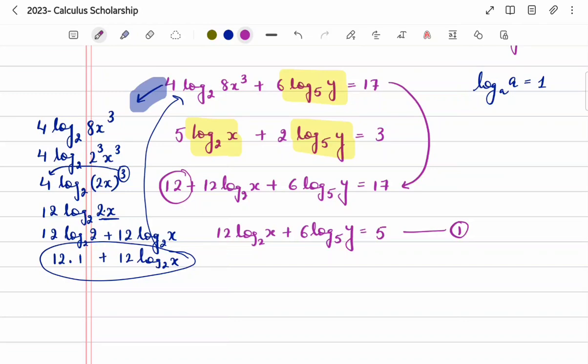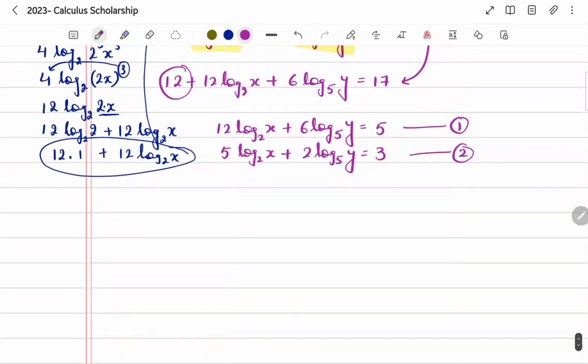Now let's write equation 2 just underneath: 5 log 2x plus 2 log 5y is equal to 3. That is your equation 2. So now we have these two equations that we have to solve simultaneously. Log x can be one variable, and log y can be our second variable. When we have two equations, we can do the elimination method or the substitution method and so on. I'll go with the elimination method.